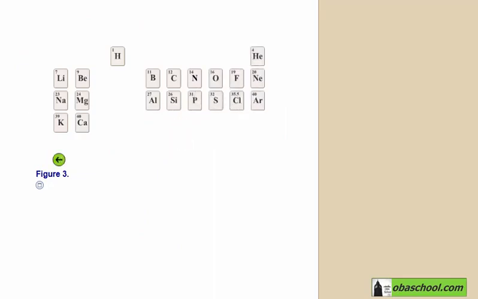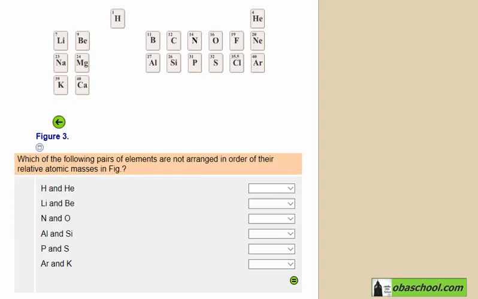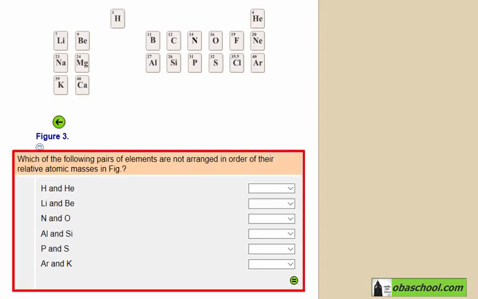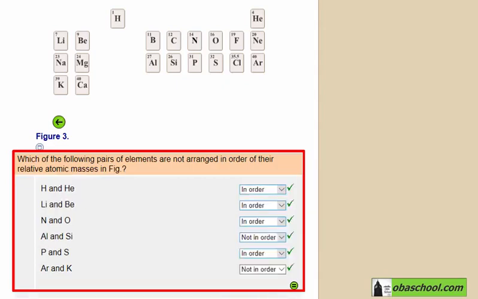So this is how Mendeleev arranged the elements. Examine these carefully. Which of the following pairs of elements are not arranged in order of their relative atomic masses? In the box beside the chemical symbol, we have the relative atomic mass. Excellent. So aluminum and silicon aren't arranged in order of increasing relative atomic masses, in addition to argon and potassium.